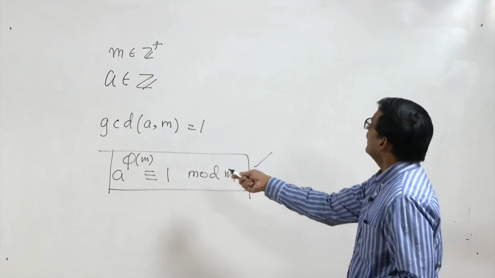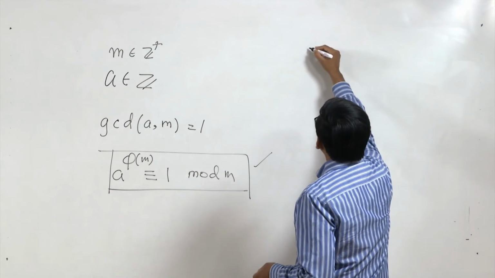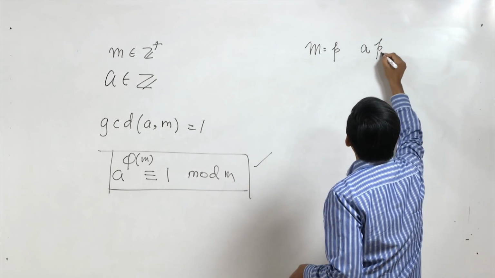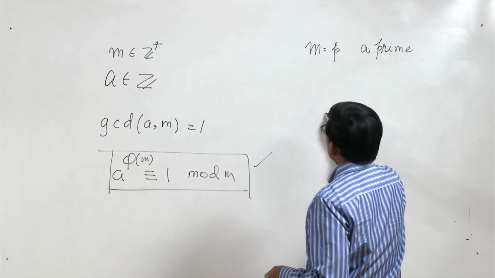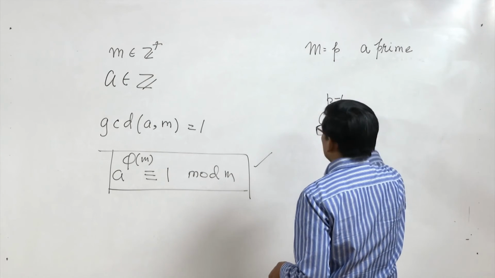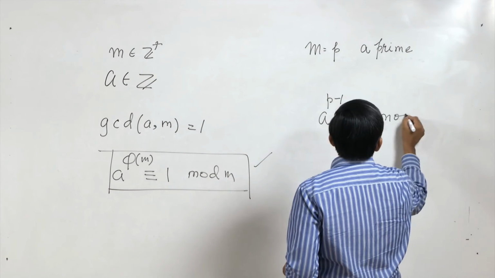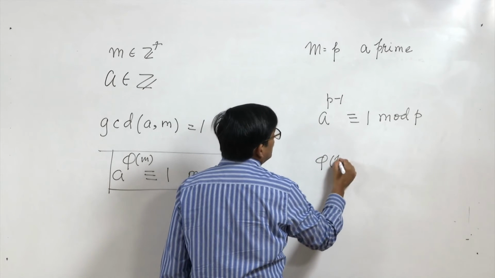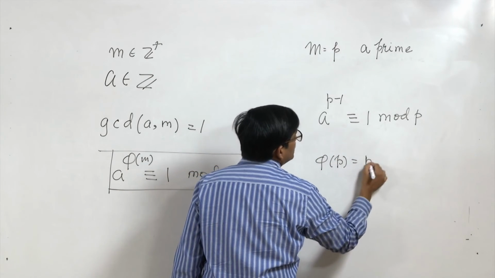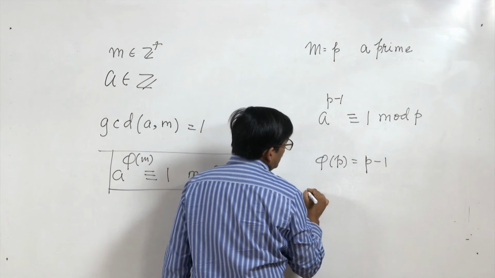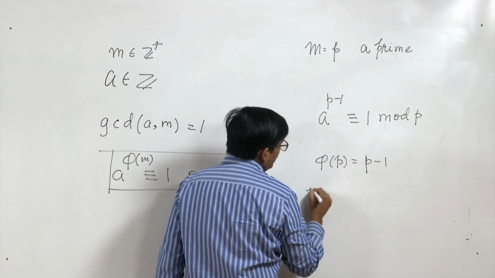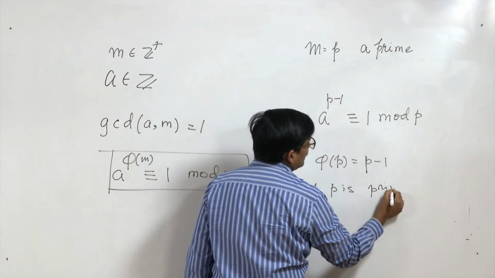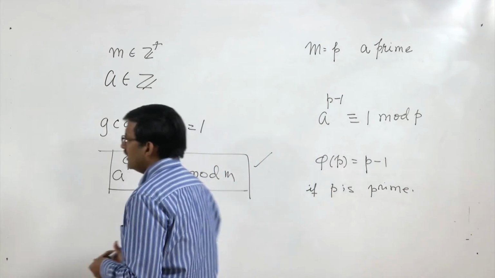Now, particularly there is a special case: if m is equal to p, a prime, then a raised to the power p minus 1 is congruent to 1 mod p, because phi p is equal to p minus 1 if p is a prime. So, we have this.